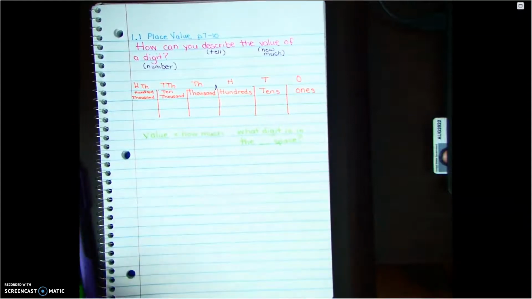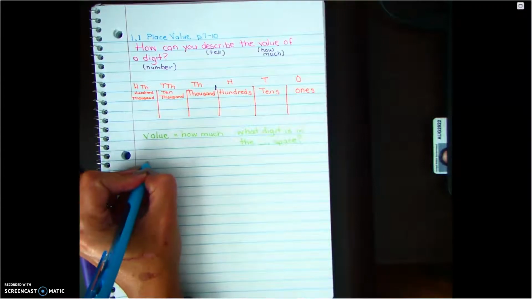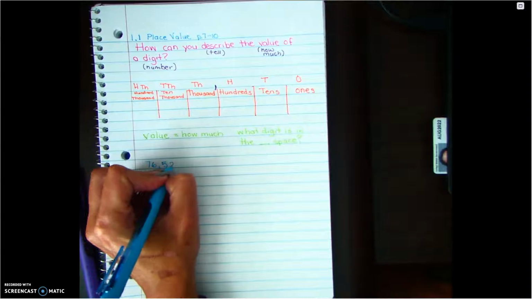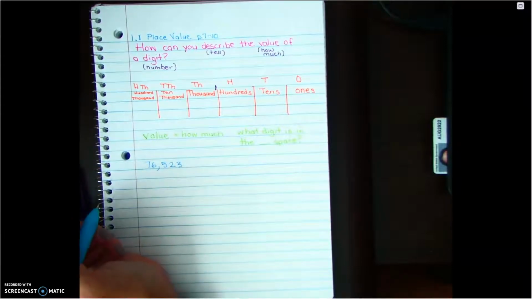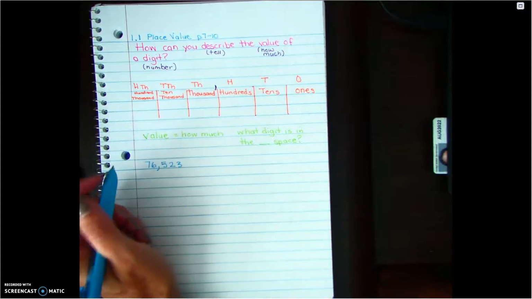Okay, so let me use a darker color. That green does not show up. So for example, our number is 76,523. All right, so it's 76,523. And this is how I'm going to use it in my chart. I'm going to go ahead and write it in my chart up here.